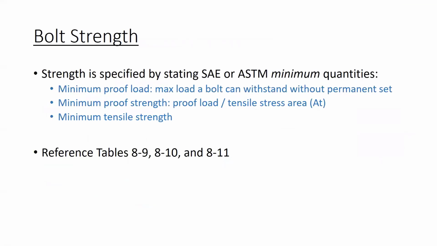So next we're going to talk about bolt strength. Strength is specified by stating SAE or ASTM minimum quantities. The minimum proof load is the max load a bolt can withstand without permanent set. Minimum proof strength is the proof load divided by the tensile stress area, so that's just the form of sigma equals P over A, and the minimum tensile strength. So you'll be referencing Tables 8.9, 8.10, and 8.11.